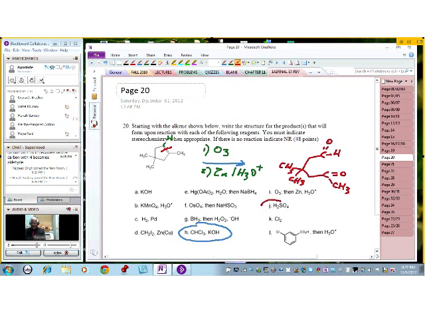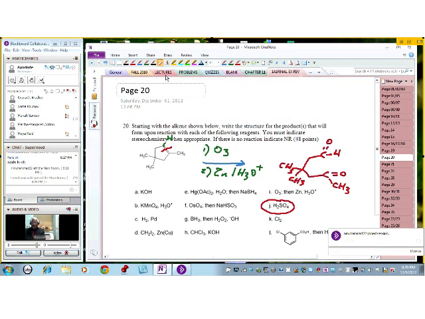How about J? What does this do? Does anybody know what this acid will do in the presence of a carbon-carbon double bond? Excellent. Markovnikov addition of water. Anytime you see this dilute acid and a carbon-carbon double bond, what that is telling you is that you are going to get a Markovnikov addition of water. That is similar to what you get with mercuric acetate followed by sodium borohydride. Very good. So we don't need to go through that. Everybody should know that by now.